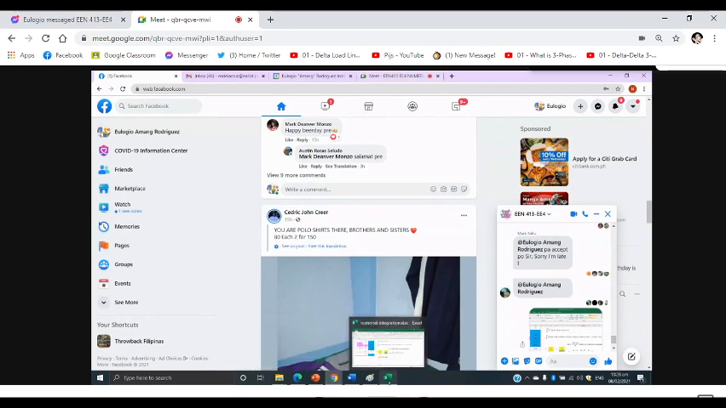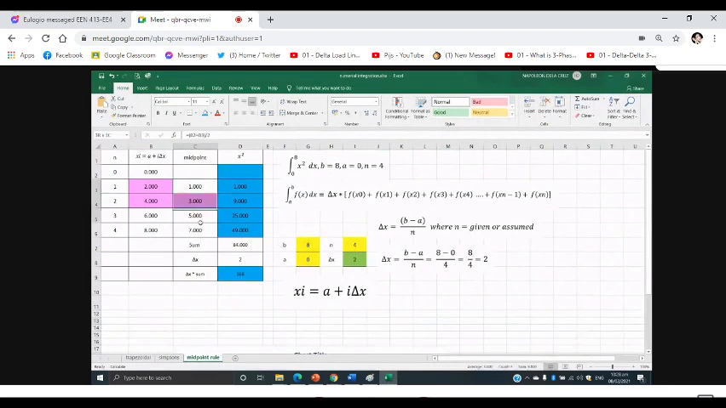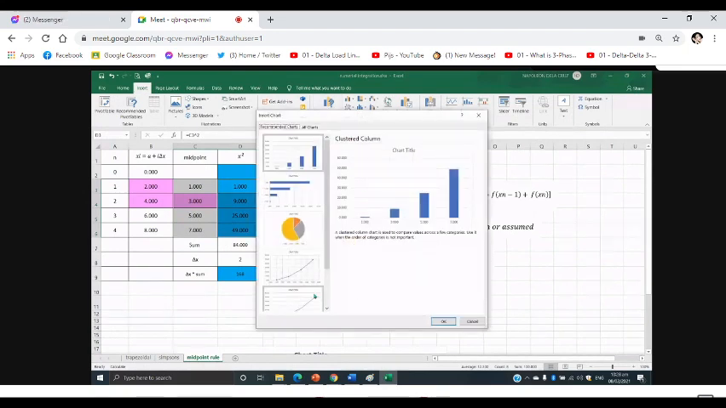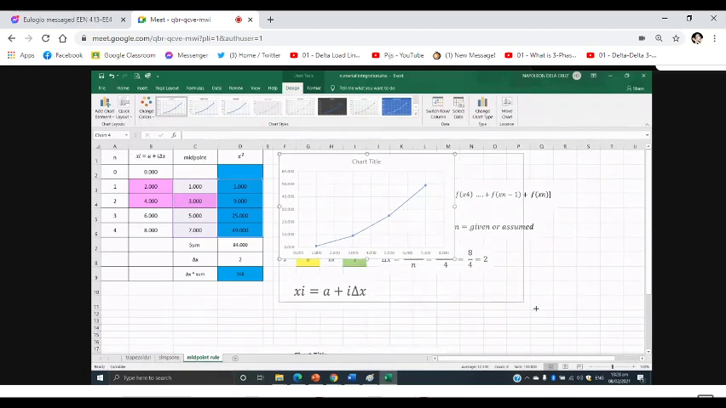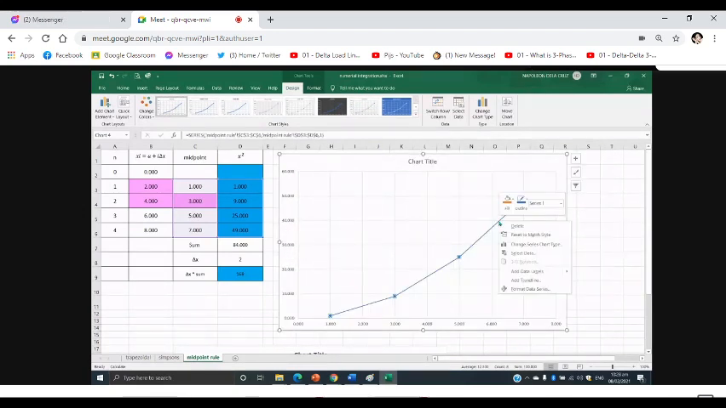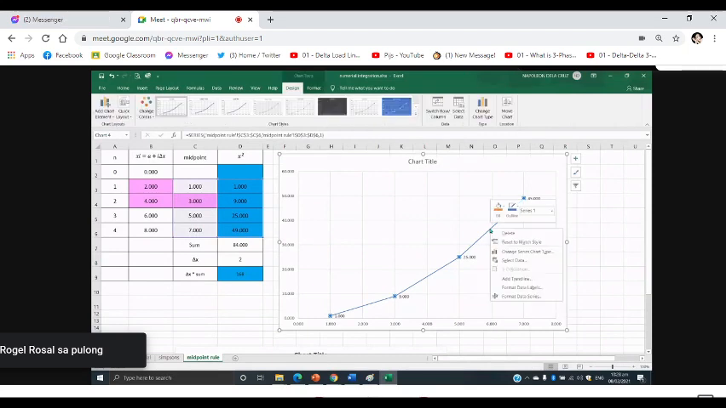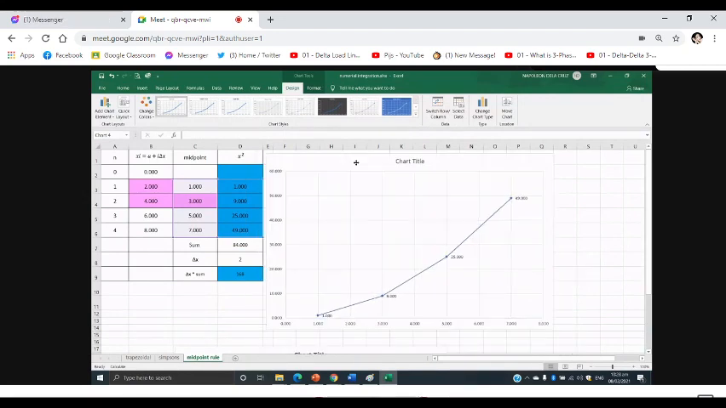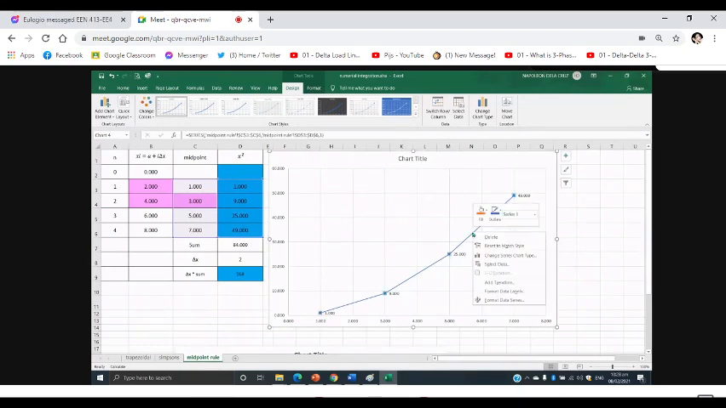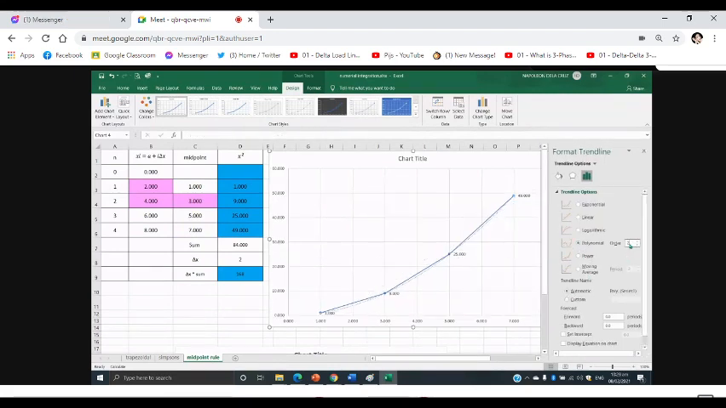So, again, this one, then also this one, insert recommended chart. You use this one. Ito yung pinakita ko kanina sa inyo na chart. You may add data labels, and then you may also, if you wish, ano ba yung formula natin? X squared, then X cubic yan. Kunin natin ang trend line. Add trend line. Polynomial cubic.